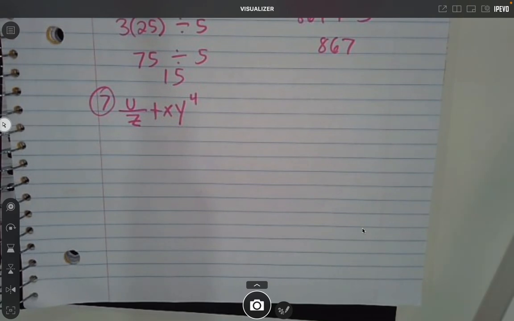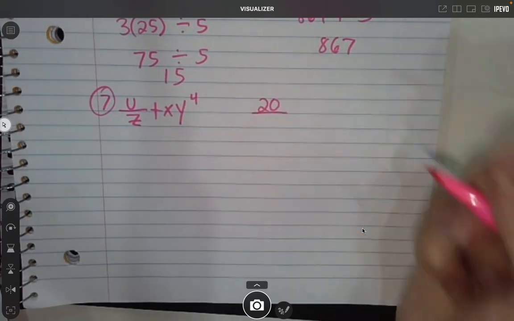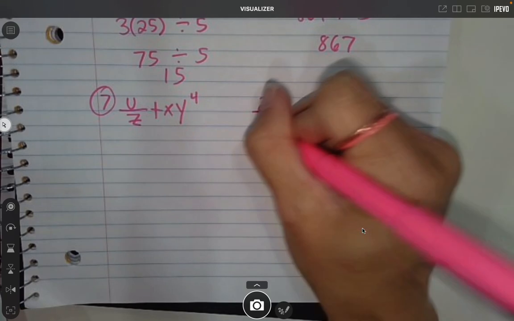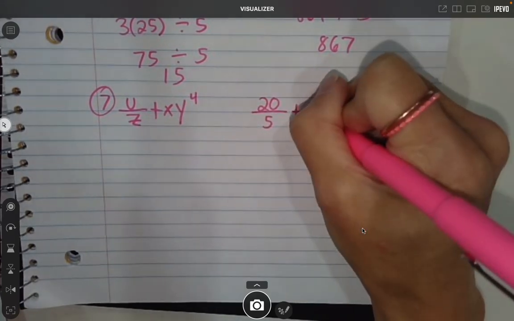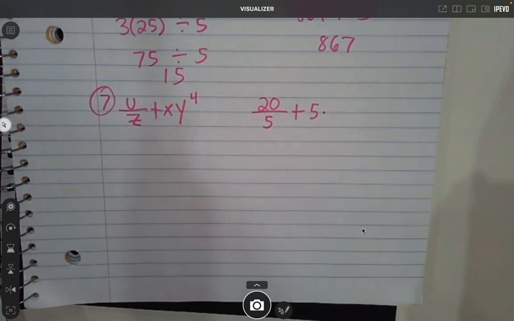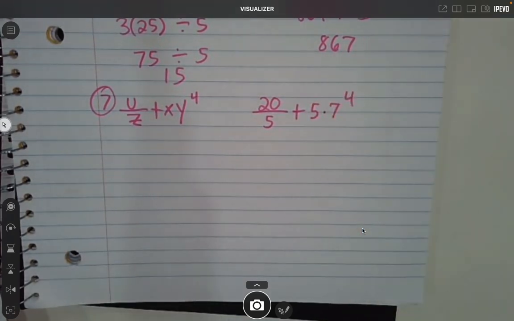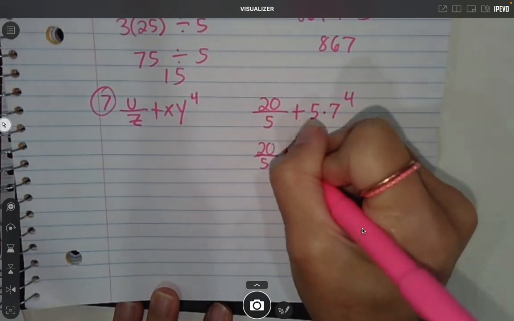So number 7, it's on your paper. So what is U on your paper? Instead of writing U, yep, it tells me to write 20. Instead of writing Z, what do I write? 5. And instead of X, I also write 5. And then instead of Y to the 4th, I write 7 to the 4th. So no parentheses. Now I do exponents. What is 7 to the 4th?